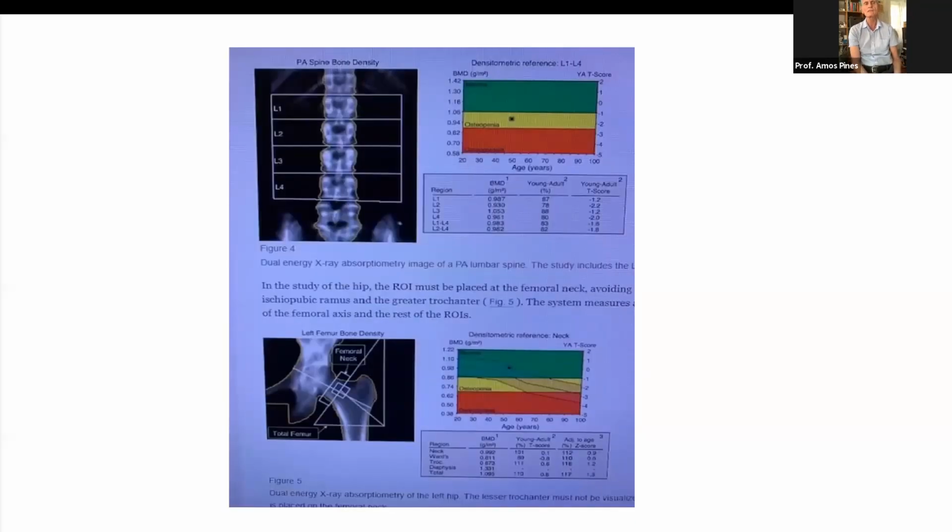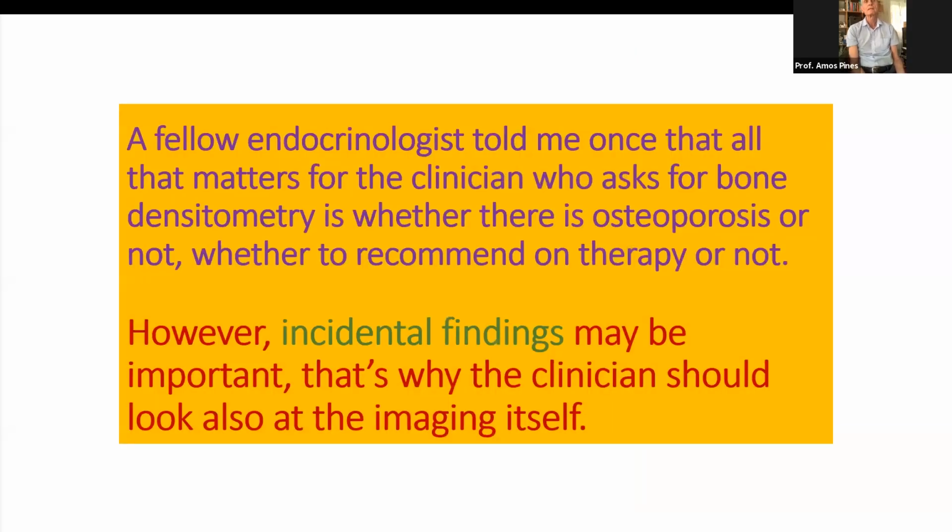The image itself, where I work, looks like that. So you see the spine, you see, of course, the image of the hip, both hips, and you see some data values on the right side of the paper. So I don't know how many of you actually look at the image, but I will now talk about the image. Fellow endocrinologists always tell me that all that matters for the clinician who asks for bone densitometry is whether there is osteoporosis or not, whether to recommend therapy or not. However, incidental findings may be important, and that's why the clinician should also look at the image itself.